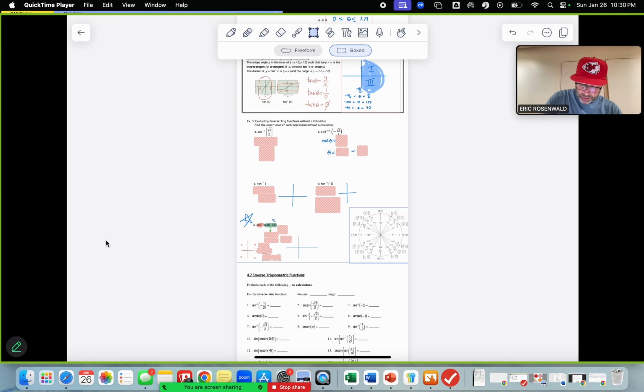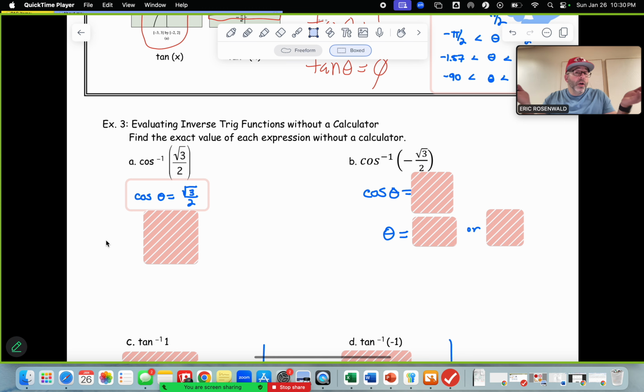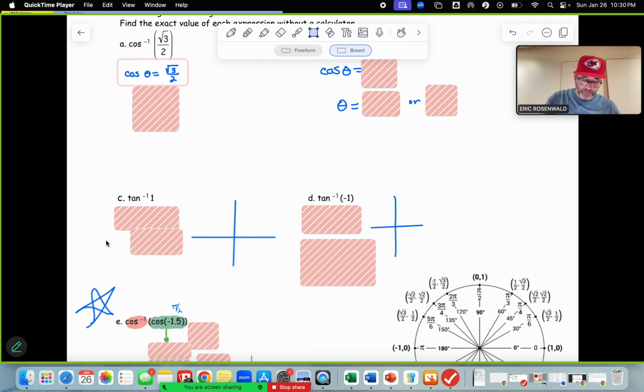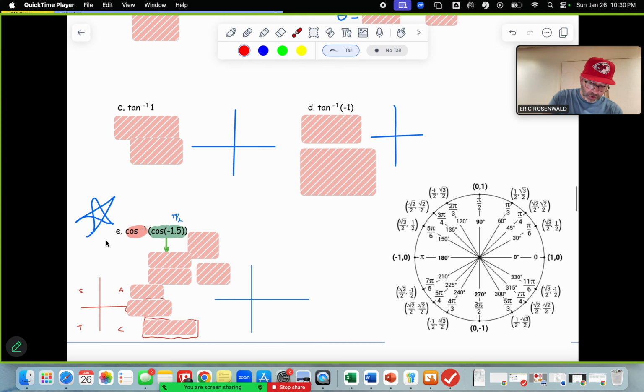So first off, cosine of root 3 over 2. I'm saying, okay, cosine of what angle is equal to root 3 over 2? I'm saying, where do we have an x value equal to root 3 over 2? Look at your unit circle. X value equal to root 3 over 2. And sorry, that's here and here. And the only one that's in the first quadrant where it belongs is this guy. So that means my answer is 30 or pi over 6.